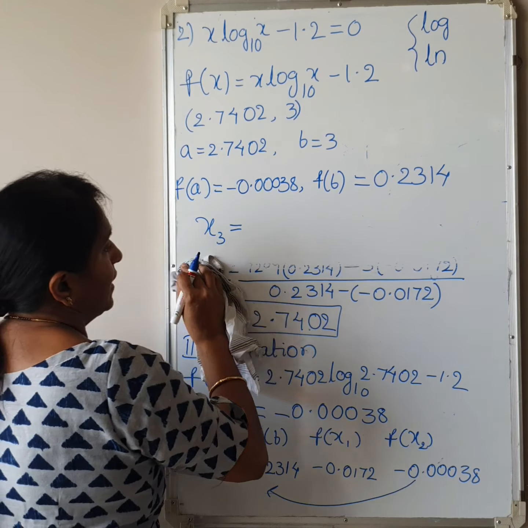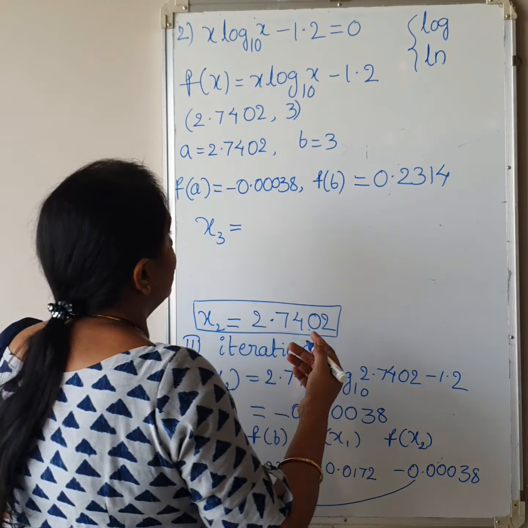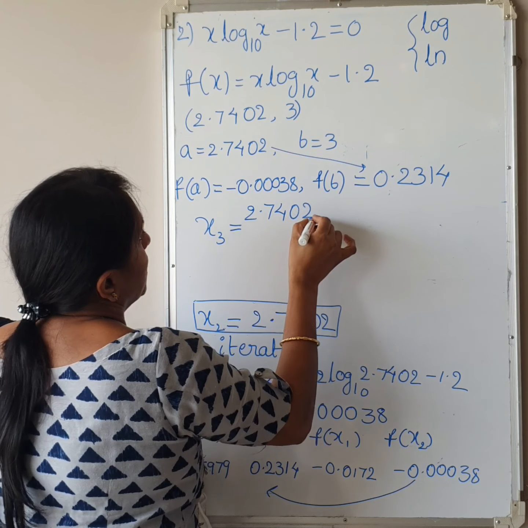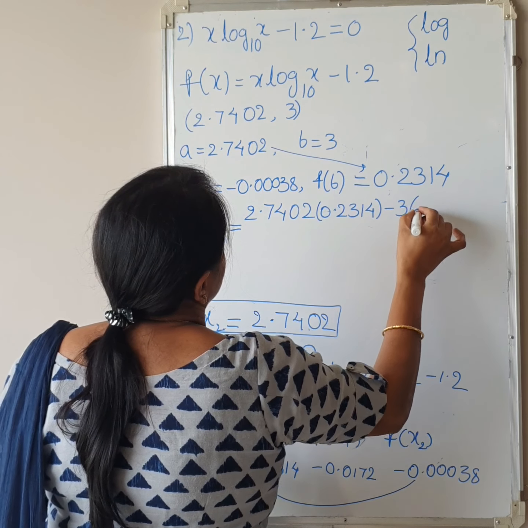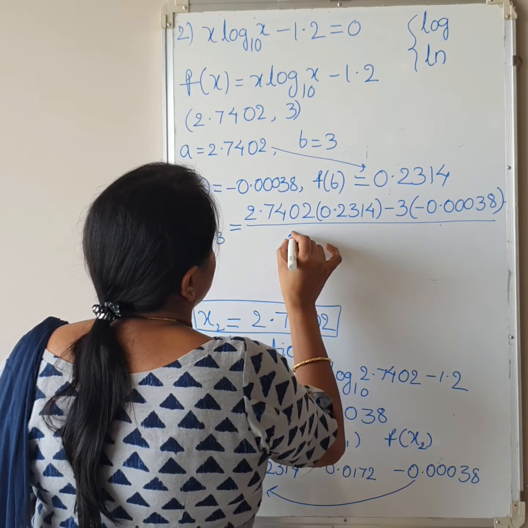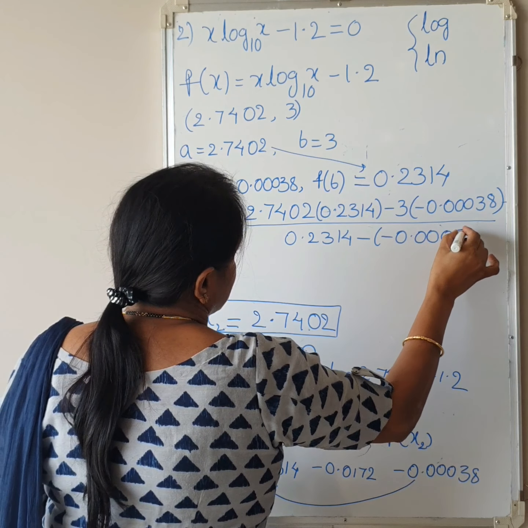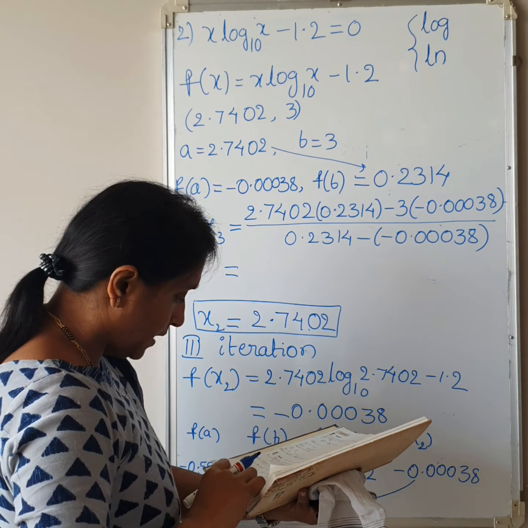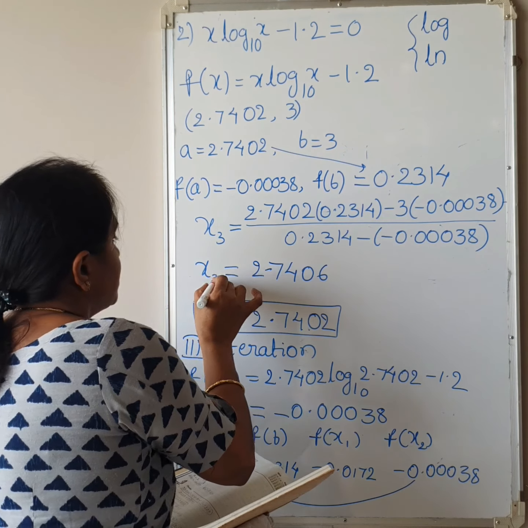Now we'll find out x3. No need to write down the formula again and again. If you write it in the first iteration, then it's okay. So don't waste your time by writing the formula again and again. x3 is equal to a f of b minus b f of a divided by f of b minus f of a, that is 2.7402 into 0.2314 minus 3 into minus 0.00038, divided by f of b minus f of a. Calculate it. So x3 is equal to 2.7406. This is x3.